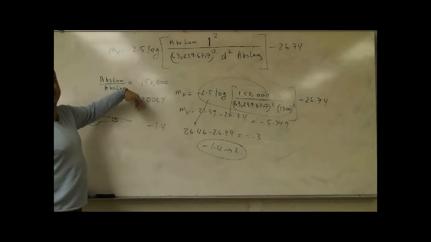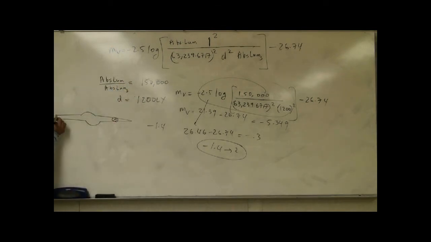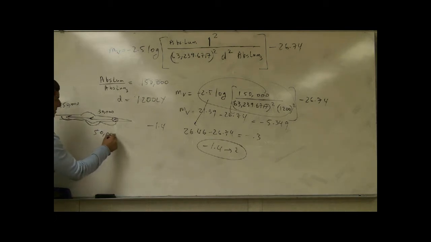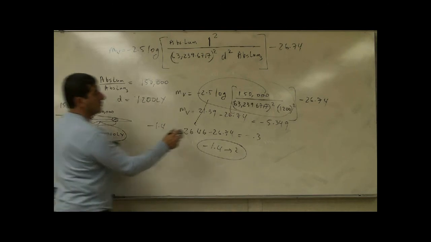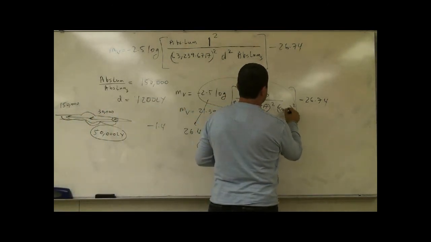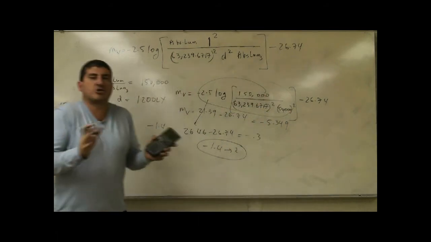So you can practice any combination. Of course, if there's another star much farther away over here, another star that is 150,000 times brighter than the sun, but this time it's way on the opposite side of our galaxy. So from here to here is about 30,000 light years. From here to here, let's say 20,000. Let's say it's 50,000 light years away, right? And we put here 50,000.